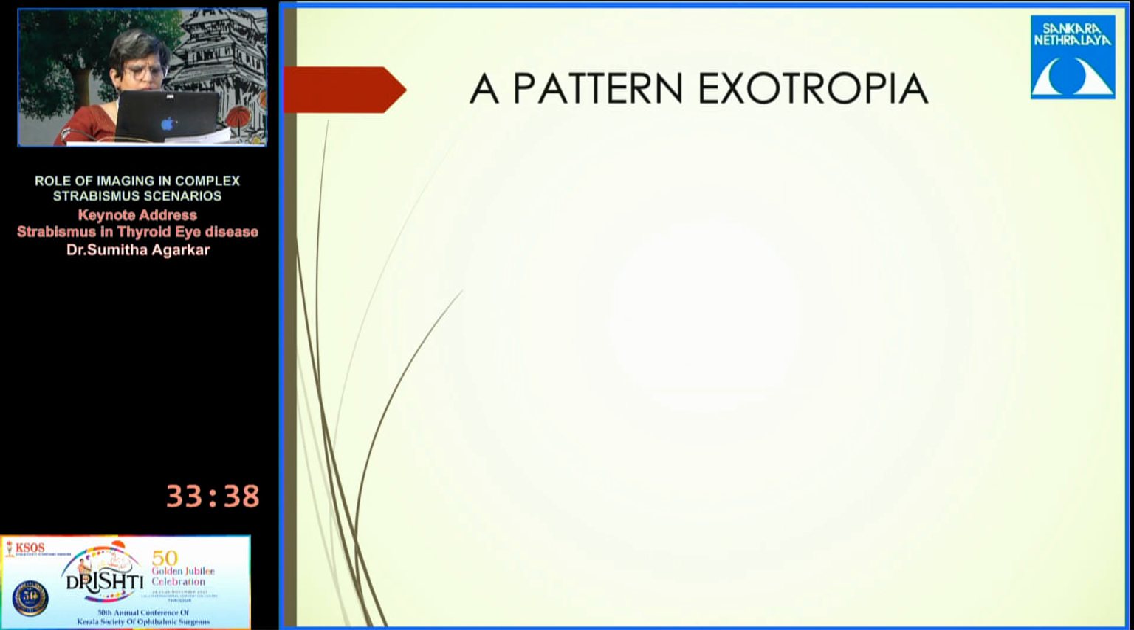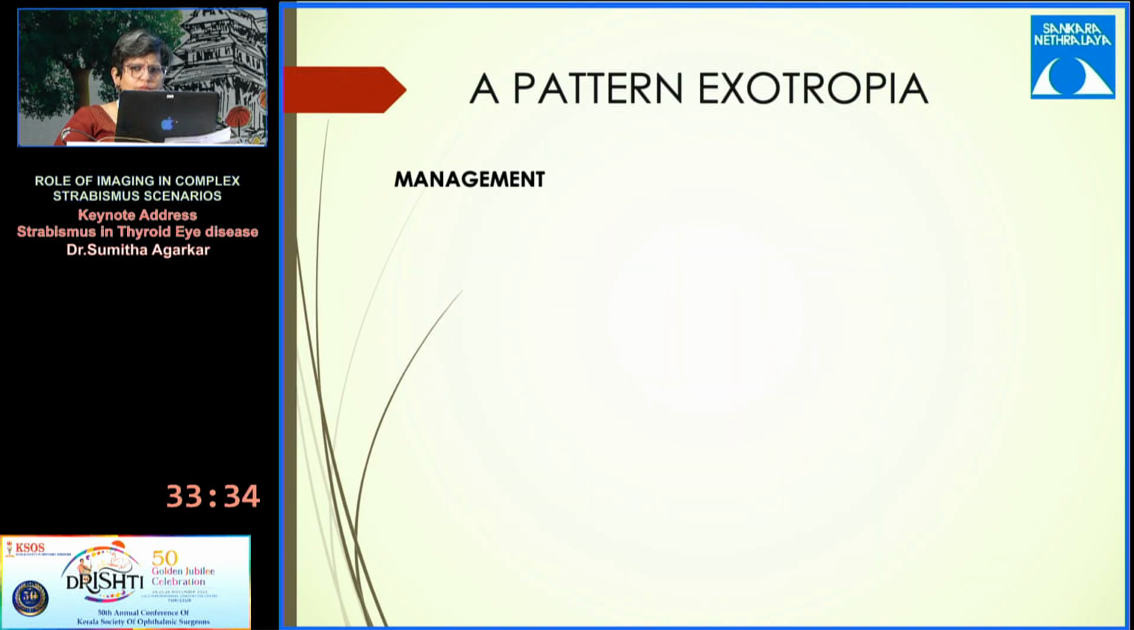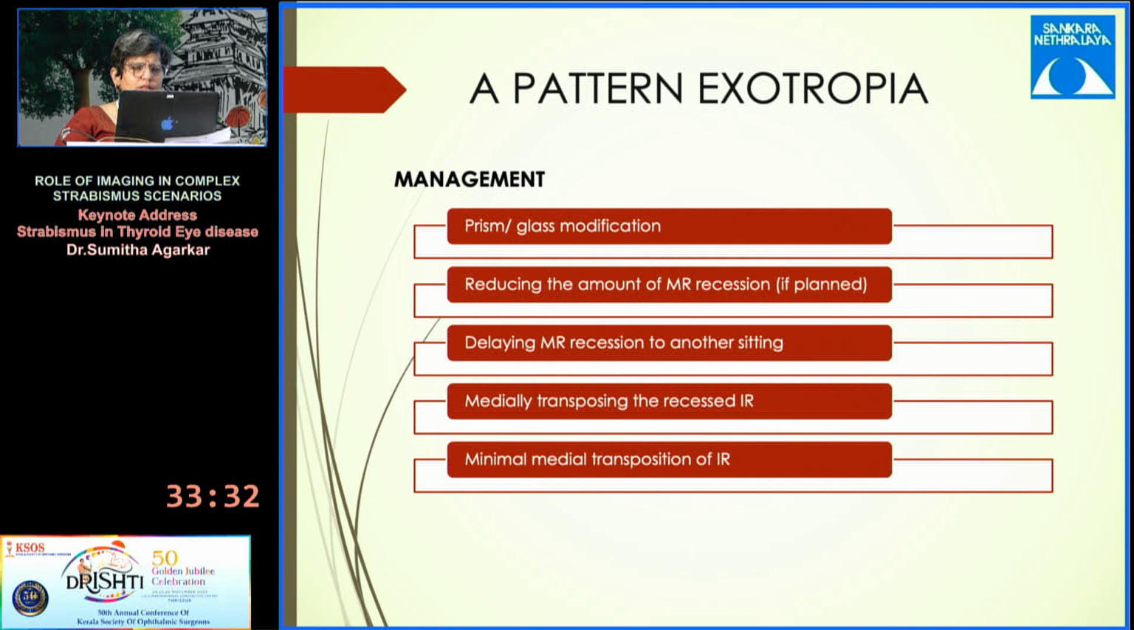Again, A pattern exotropia is fairly common, and that can be a little bit obviated if you are doing it with bilateral inferior rectus recession. You can just shift the inferior rectus medially, transposed by half a tendon width, to reduce the exotropia, but transposing the inferior rectus medially also gives rise to torsion, so you have to be a little bit careful about this nasal transposition of the inferior rectus.